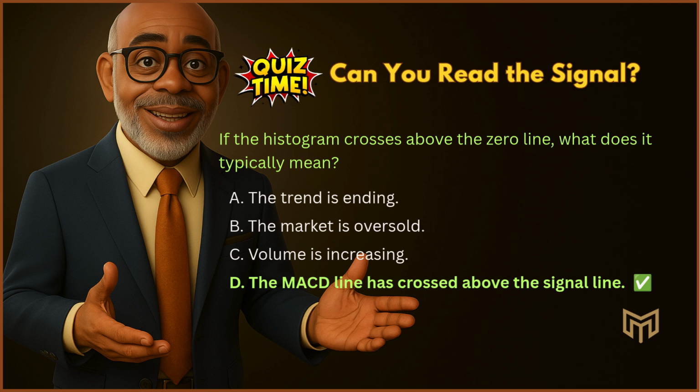And C, volume is increasing. Volume and the MACD histogram are not connected. The histogram measures the relationship between two moving averages, not how many shares are being traded. When the histogram crosses zero, the lines have crossed. It's that direct. Now you know.